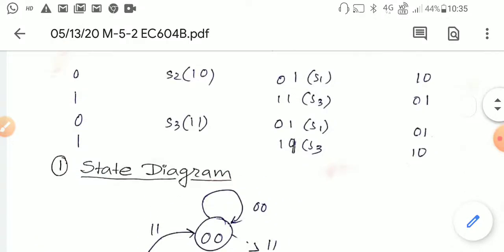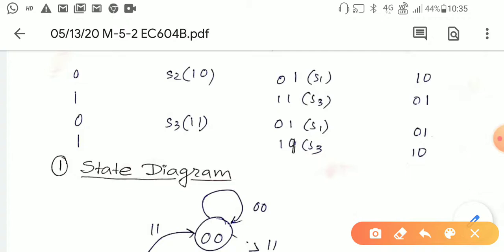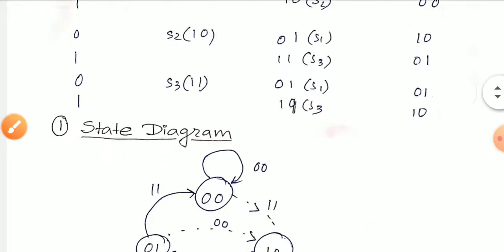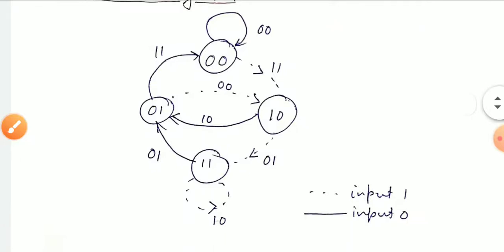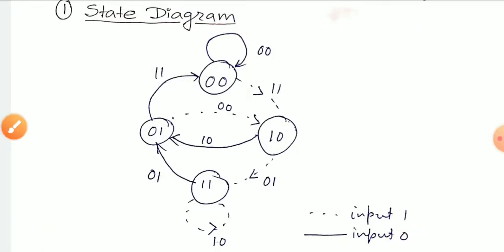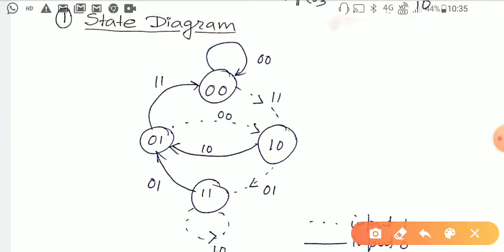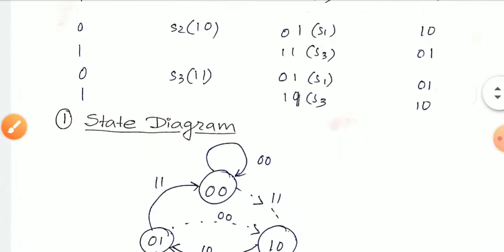So here the present state is 1 1. When you apply the input 1, it is the same, that is 1 1, and the output is 1 0. So this 1 0 is coming as the output. Okay, and when the present state is 1 1 and you apply the input 0, at that time the next state value is 0 1 and the output will be 0 1 also. Check that this is coming or not.